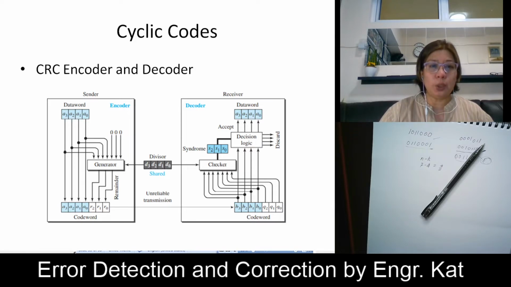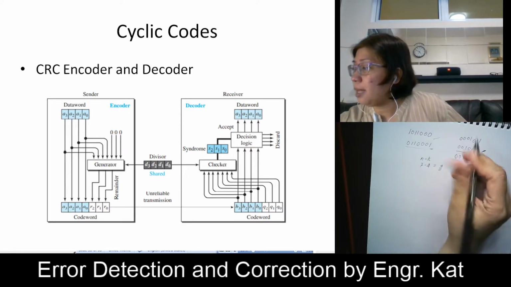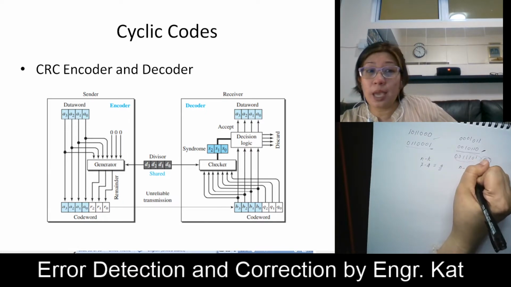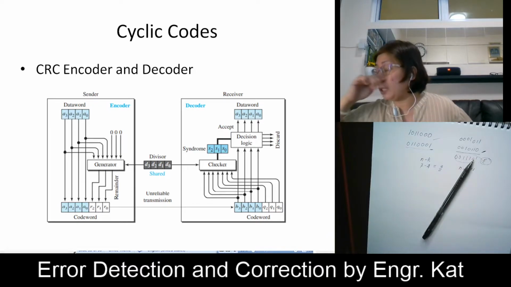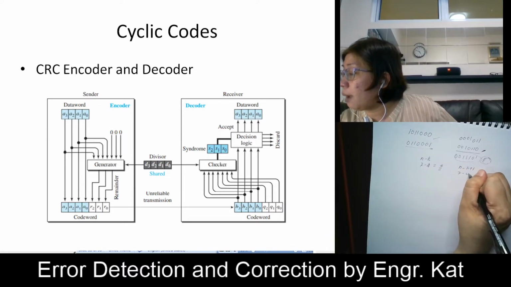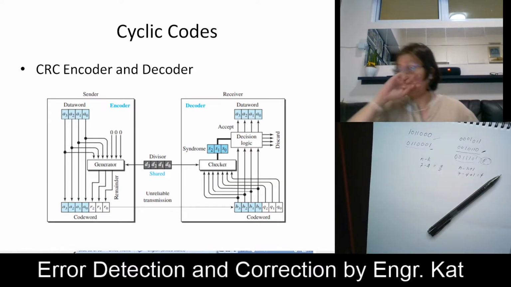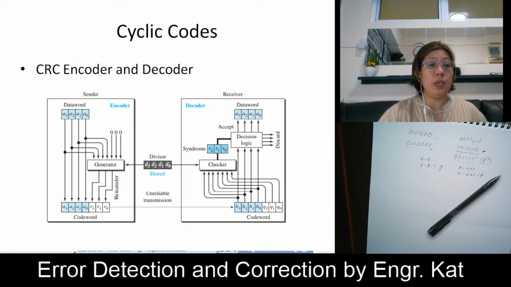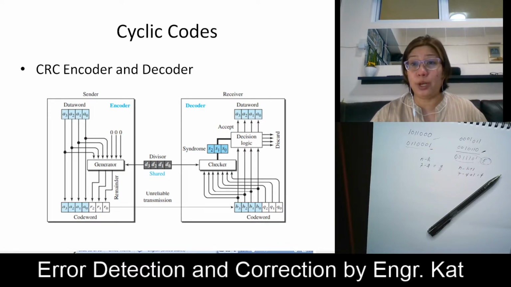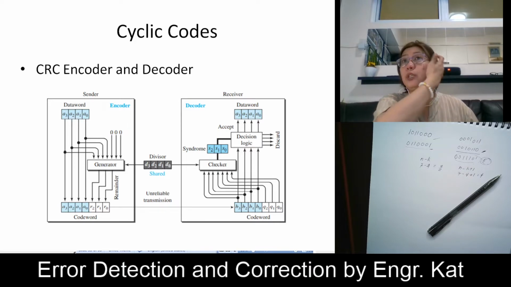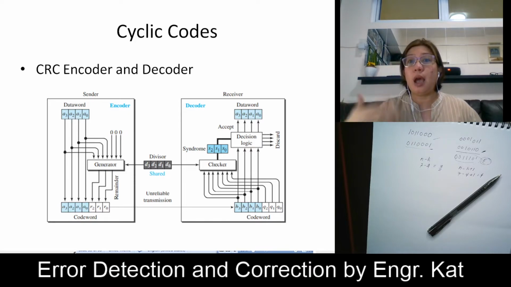So the n-bit result is fed into the generator. The generator uses a divisor of size n minus k plus 1. In this case, our n is 7 and our k is 4, plus 1, so that means 4 bits. So we have here a predefined and agreed upon divisor, which is 4 bits. This is already predefined, it was already designed, or already agreed upon.